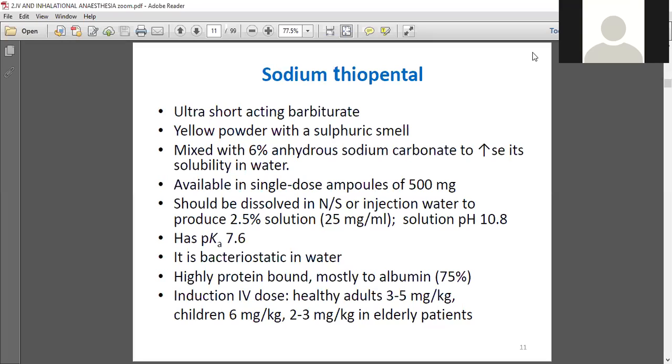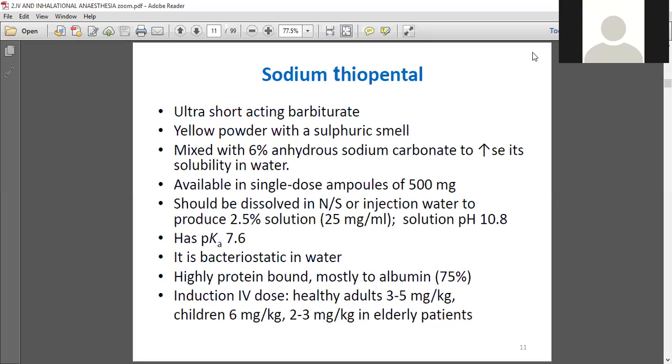So we have sodium thiopental. It is an ultra short acting barbiturate, a yellow powder with a sulfuric smell. And we said that the sulfur molecule, many atoms will be found on. It is mixed with 6% anhydrous sodium carbonate to increase its solubility in water. I think like this, it will help it for excretion and metabolism, because most of these drugs are fat soluble. So they add a water soluble component to help with the excretion.